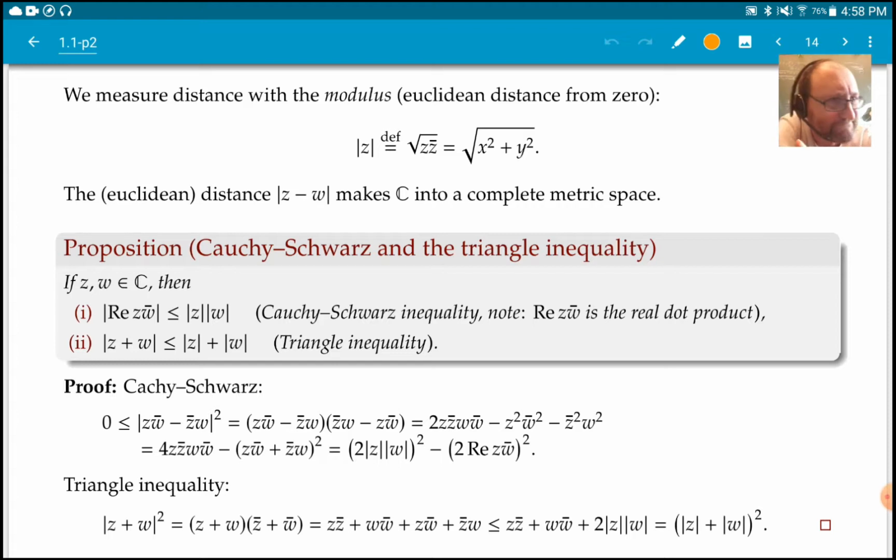Now this is just mod z squared, this is mod w squared, so I actually get mod z plus mod w, squared. So I take the square root and I get the triangle inequality, right? In some sense, I've already said that it's a metric space, so it satisfies the triangle inequality, but this is the way that you would prove that it is a metric space.